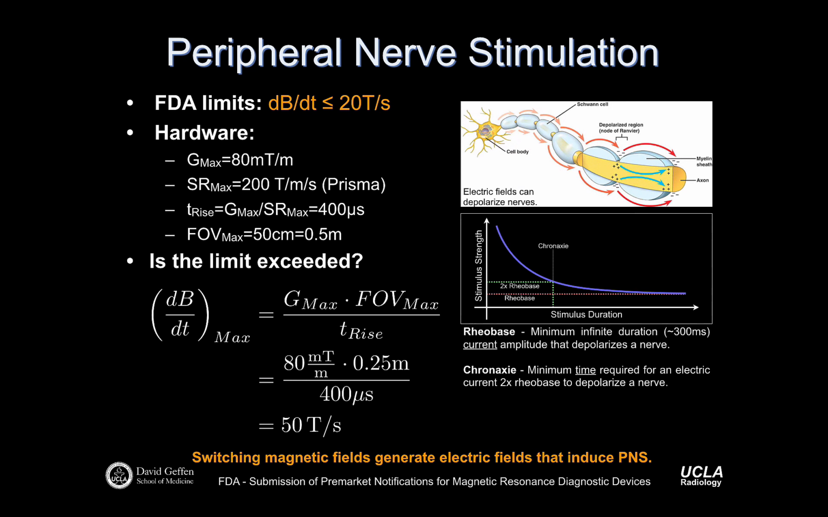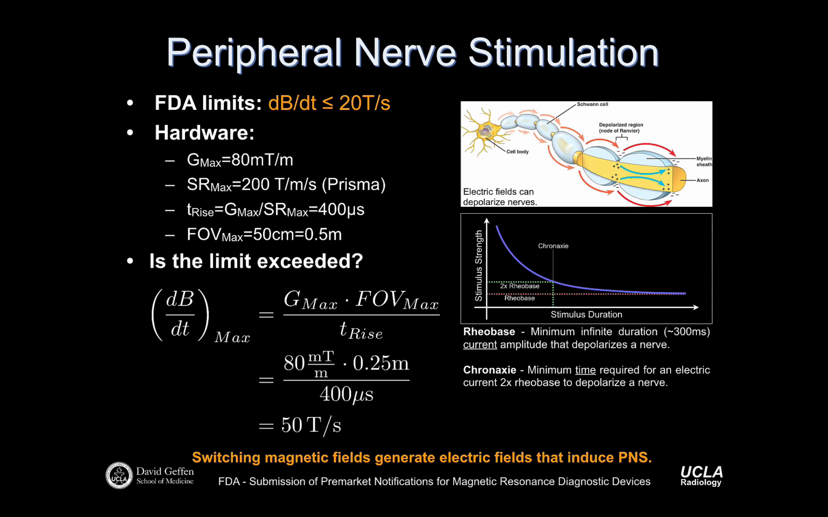When we talk about the nerve response, we can have what we call a nerve response function. The stimulus strength and the stimulus duration will tell you whether or not a nerve will fire. If the stimulus strength is high and the stimulus duration is short, you can cross that threshold.